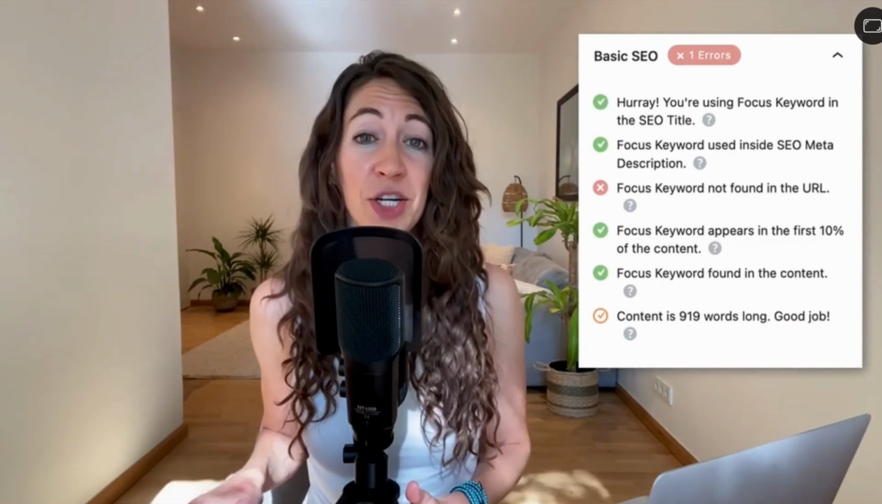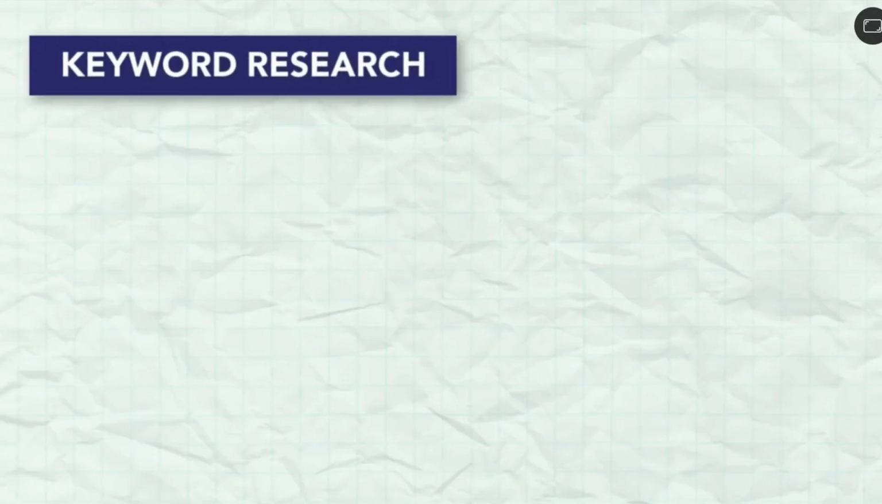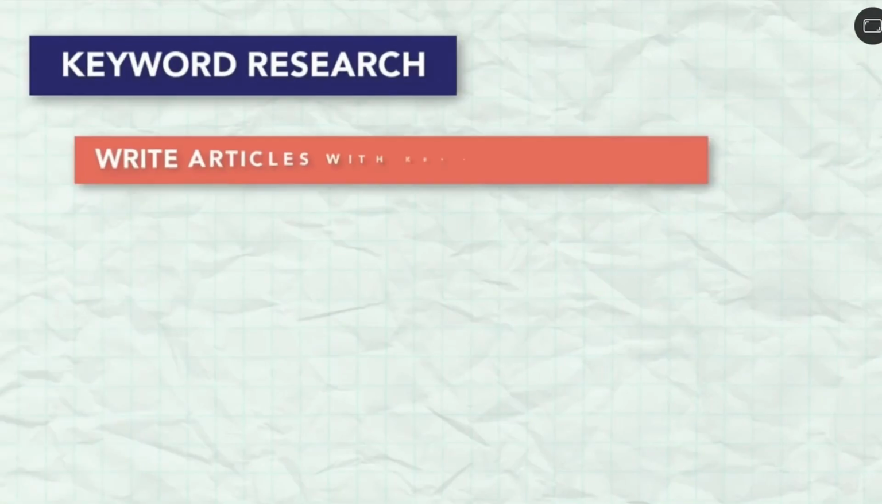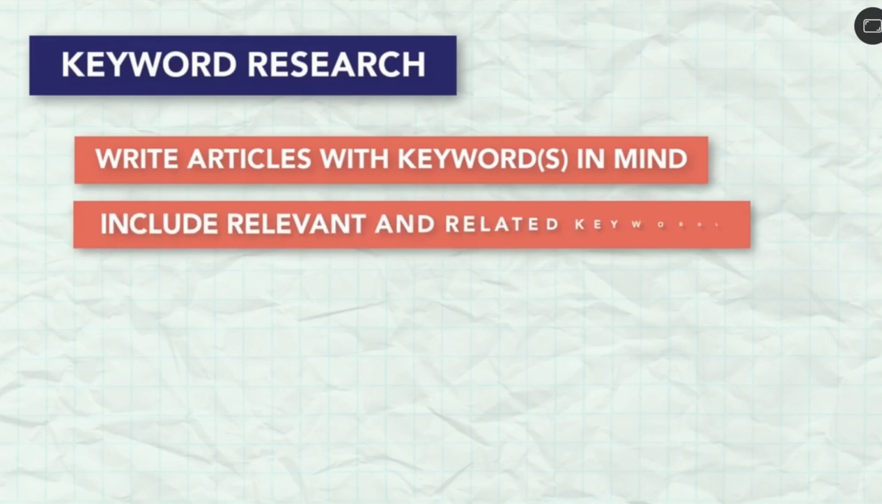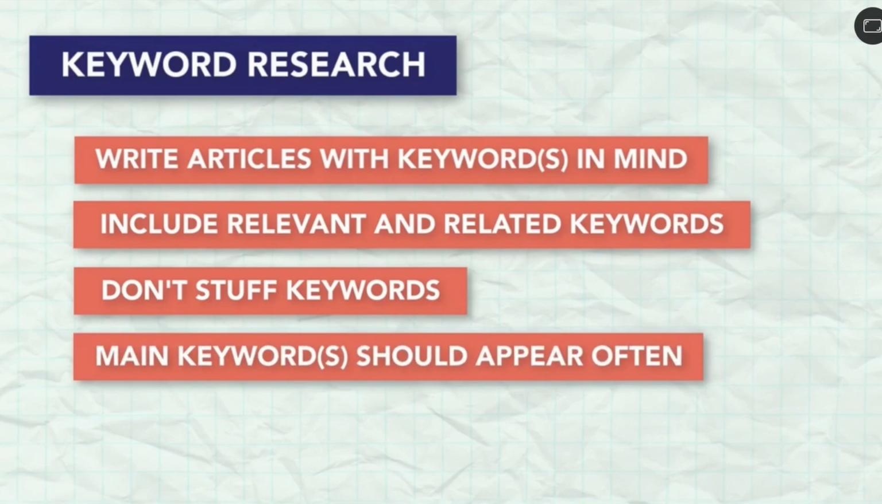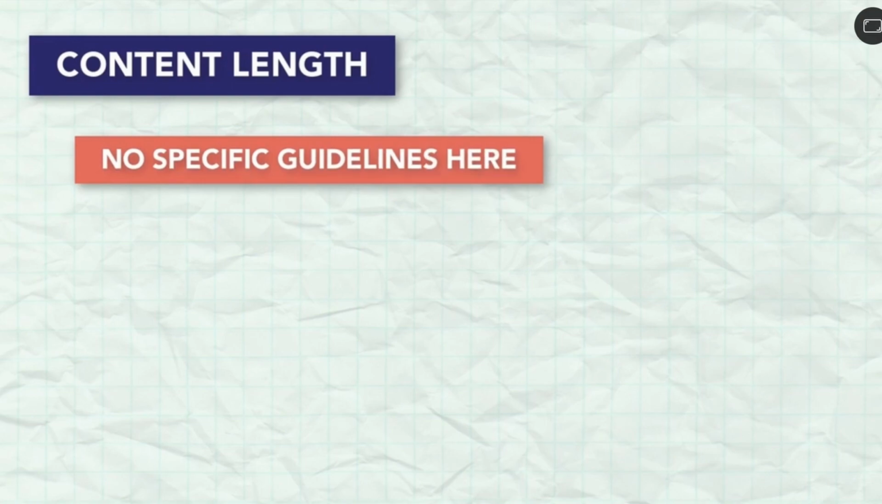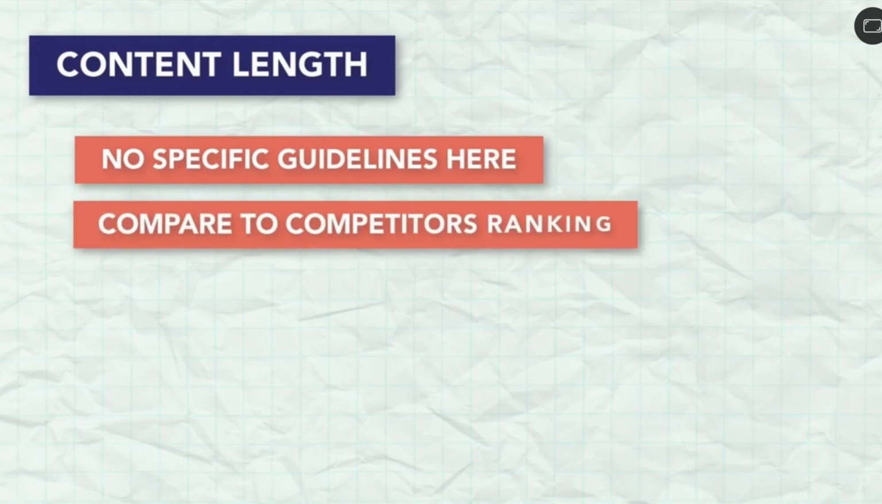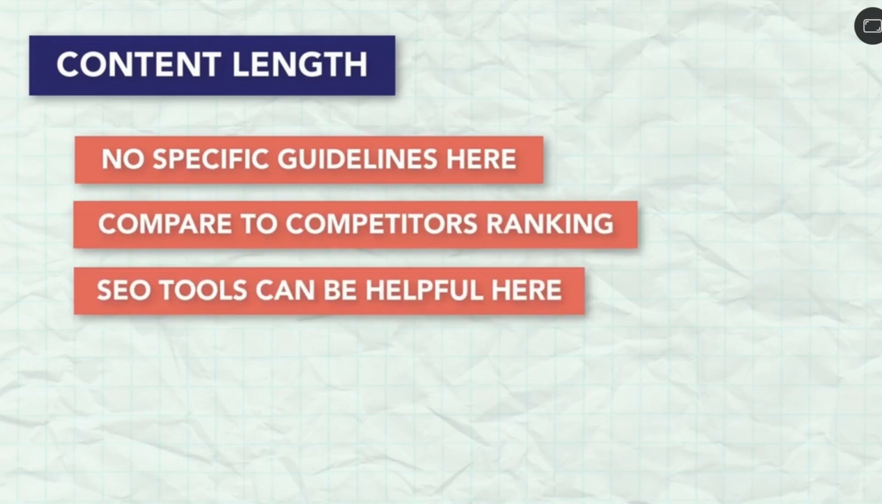Some of the basics of SEO include keyword research, like we already mentioned before. Make sure to write articles with a specific keyword or phrase and also include other relevant keywords throughout your content. Don't stuff them too often, but make sure your main keywords appear at least a few times throughout your text. Next is your content length. There aren't any specific guidelines here, but as I mentioned, make sure to look at the content length of other articles already ranking just to get a general idea.